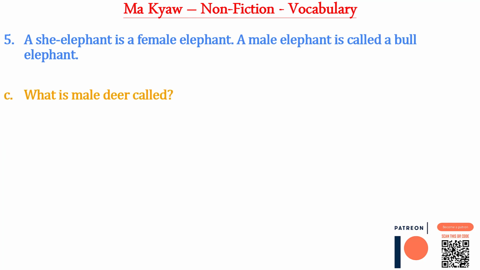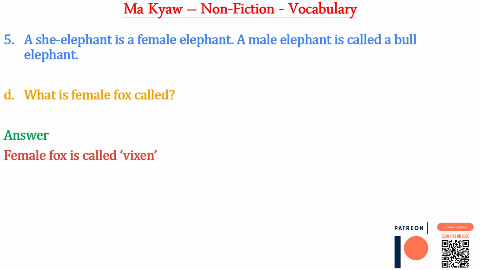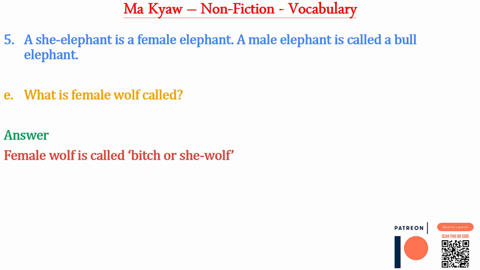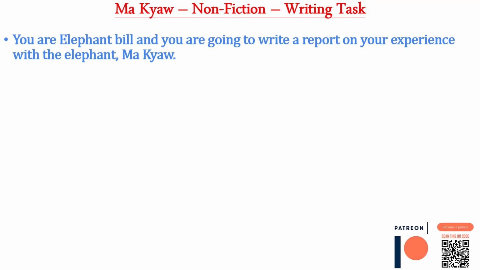Part C. What is a male deer called? Male deer is called buck, with the spelling B-U-C-K. Part D. What is a female fox called? The answer is vixen, V-I-X-E-N. Part E. What is a female wolf called? So the answer of this one is female wolf is called bitch or she wolf. Okay, so this is the next question.